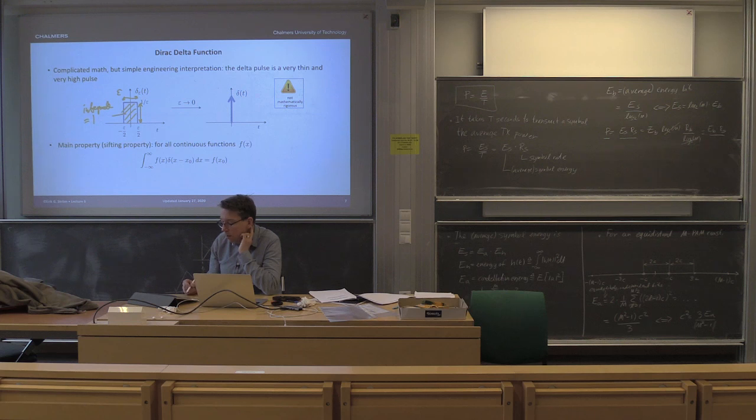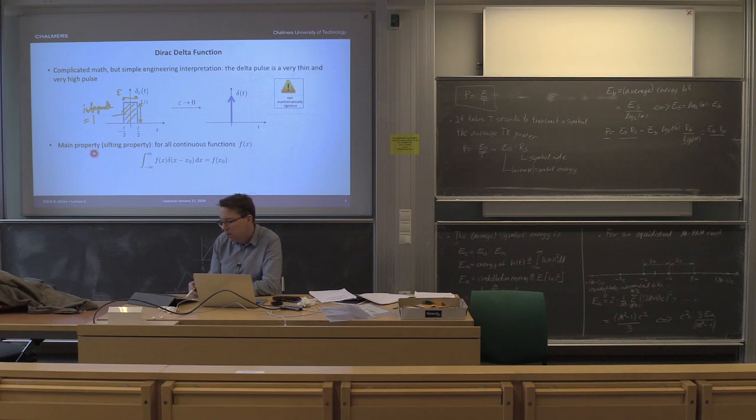And then for some reason we would like to make epsilon small. So we can make it smaller and smaller and smaller. At some point we have a very, very thin pulse with very high amplitude whose integral is equal to 1. And that is what we call the delta pulse. Of course, this is mathematically not rigorous, but it's good enough. So we think of the delta pulse as something which is extremely thin, extremely high.